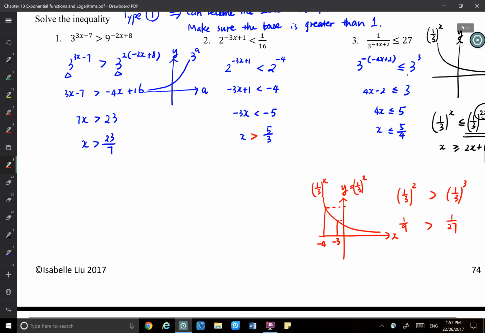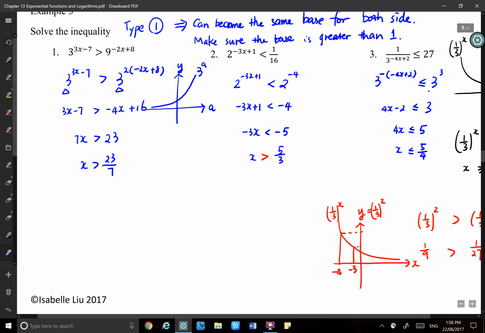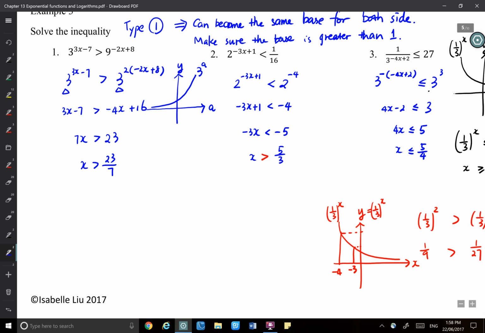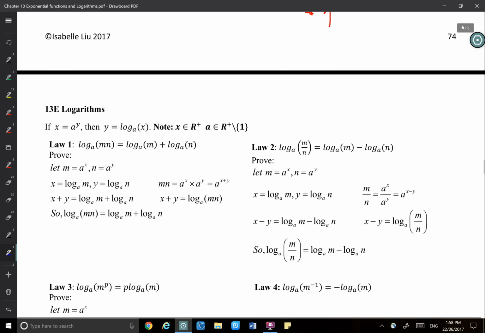Okay, that's exponential solving equations and inequalities, which are really easy. I just need to make the same base and compare the power or equalize the power. Okay, the next thing is logarithm.